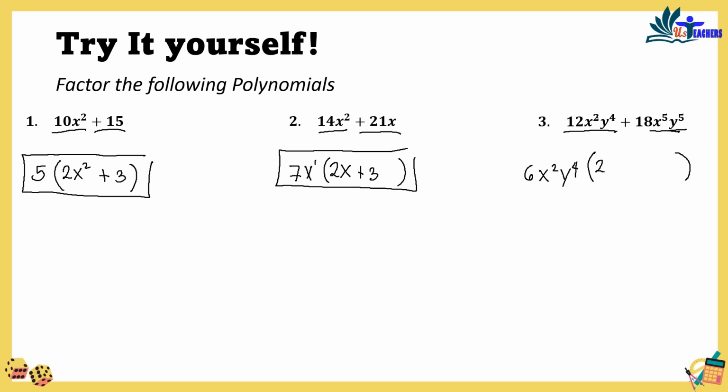Next, second term. 18 divided by 6 is positive 3. X raised to 5 divided by x raised to 2 is x raised to 3. Kasi 5 minus 2 is 3. Next sa y. Y raised to 5 divided by y raised to 4. So, susubtract natin ha. 5 minus 4, ang matitira ay y na lang. So, that is now the factor of number 3.